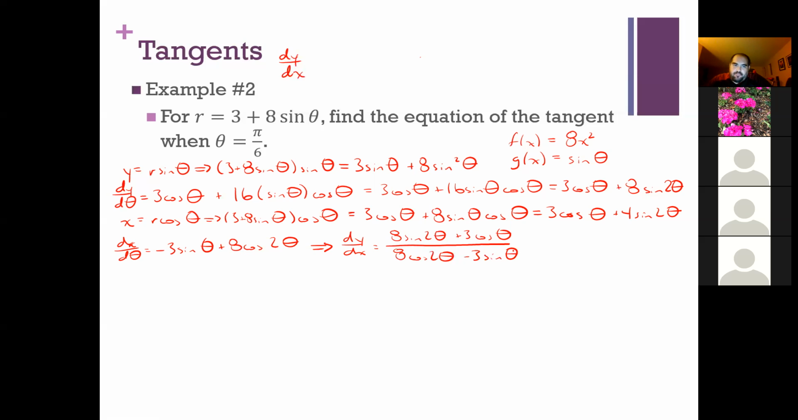Okay, so now that we got the derivative, what do we do with it? We would plug in pi over 6 for theta. There you go. So theta equals pi over 6. So we got dy dx equals 8 sine pi over 3. We'll try to keep this all exact. Plus 3 cosine pi over 6 over 8 cosine pi over 3 minus 3 sine pi over 6.